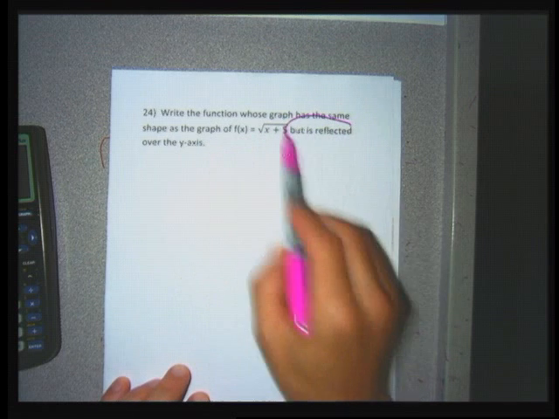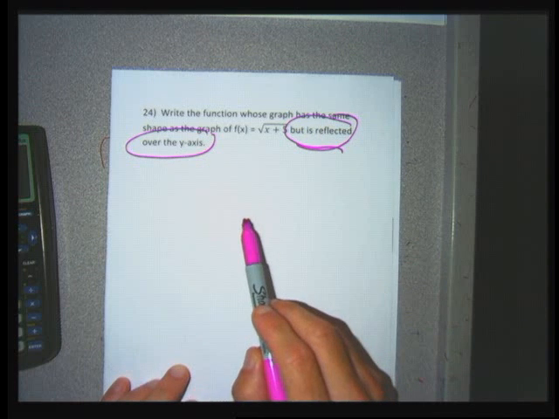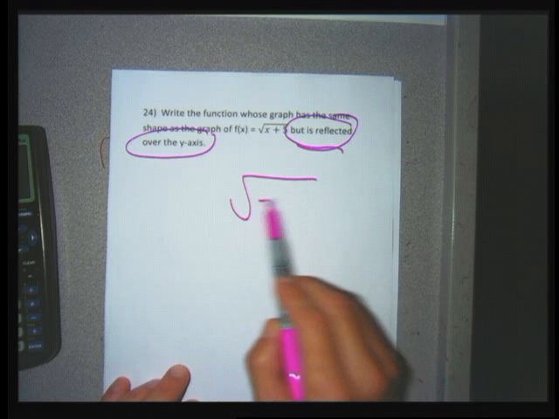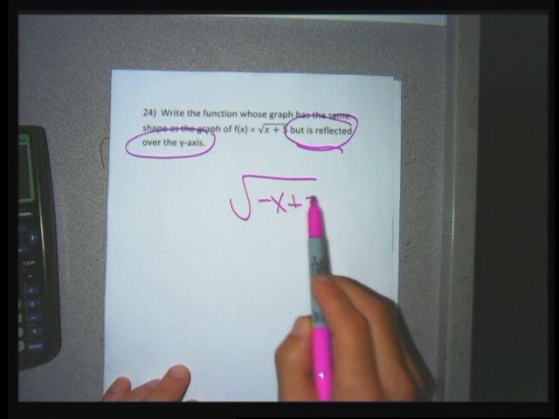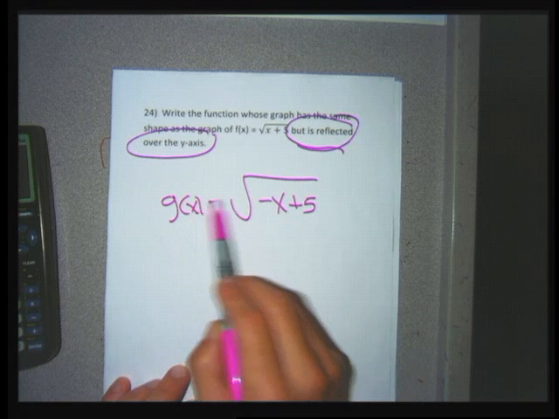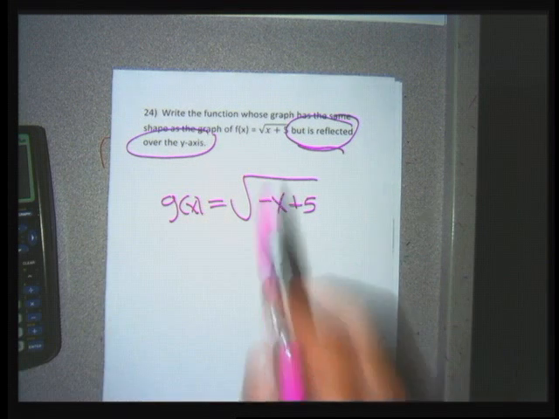The only thing I need to have done to it is that it needs to be reflected over the y-axis. And to reflect something over the y-axis, I have to physically change the x to negative x. So problem 24, if I insist on reflecting over the y-axis, the negative has to attach to the x and be under the square root in this particular problem.